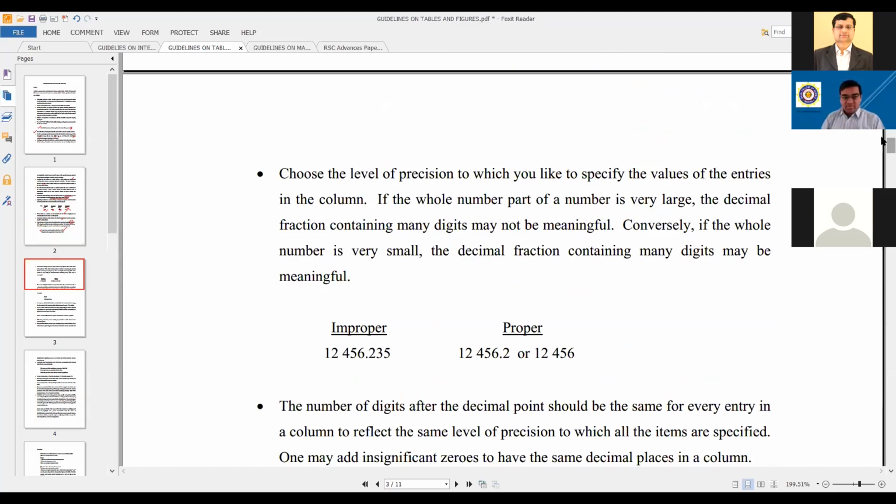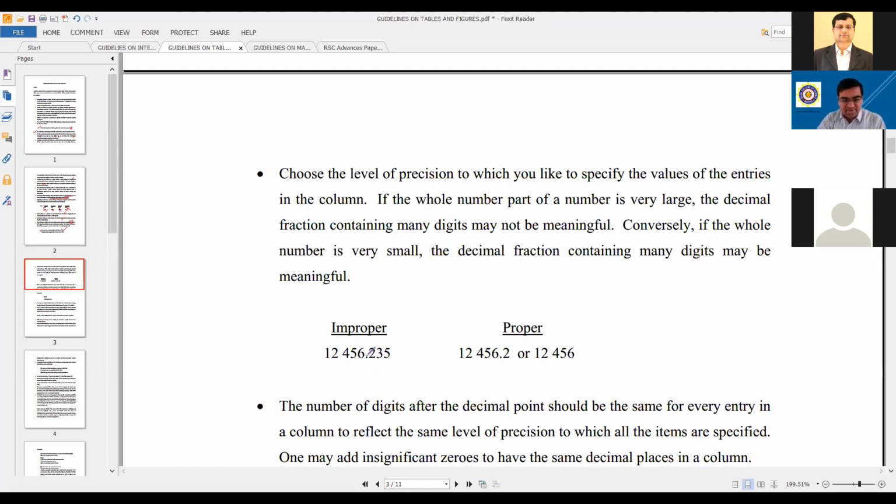Choose the level of precision to which you would like to specify the values of the entries in the column. If the whole number part of a number is very large, the decimal fraction containing many digits may not be meaningful. Conversely, if the whole number is very small, the decimal fraction containing many digits may be meaningful. This is common sense.